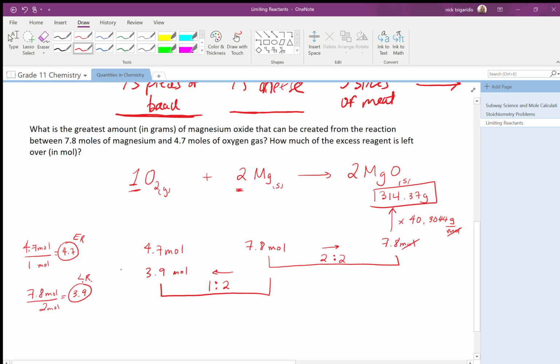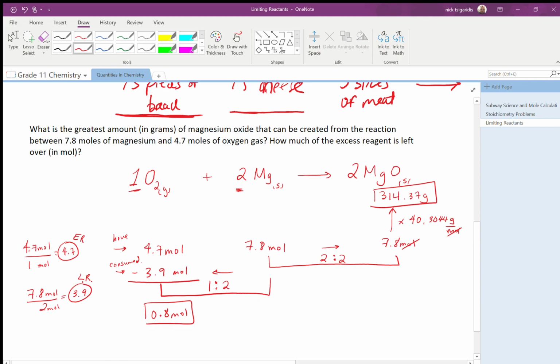So this number here is how much you have, and this number is how much will get consumed. And if I want to find out how much is left over, I just take the difference between the two. So I'll subtract them out. So 4.7 less 3.9 leaves us with 0.8 moles of the oxygen left over. So that 0.8 moles will stay in the reacting vessel while the reaction finishes, and it will just remain there with the rest of the magnesium oxide that is present. Okay, so that's how we solve this problem.